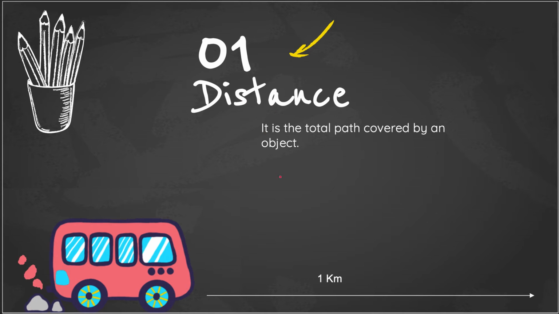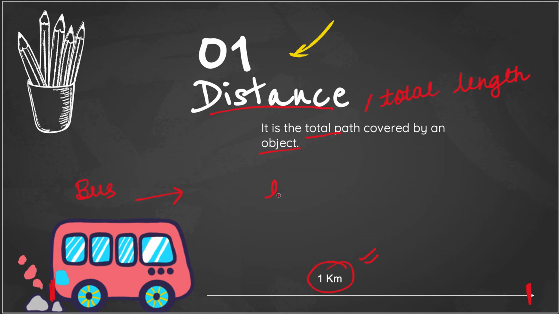Okay. So the first topic which I bring up to you is distance. What do I mean by distance? Distance is the total path, or I can say the total length, covered by an object. For example, if I say this is the bus and the bus is moving in a straight direction, in a rectilinear motion, it started from this position and came to this position, and it is traveling a distance of 1 kilometer. Okay, it is traveling a length of 1 kilometer.